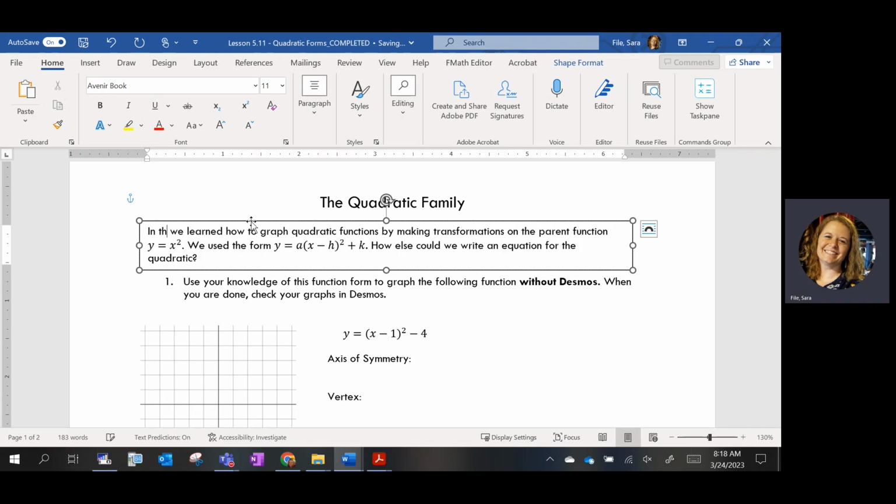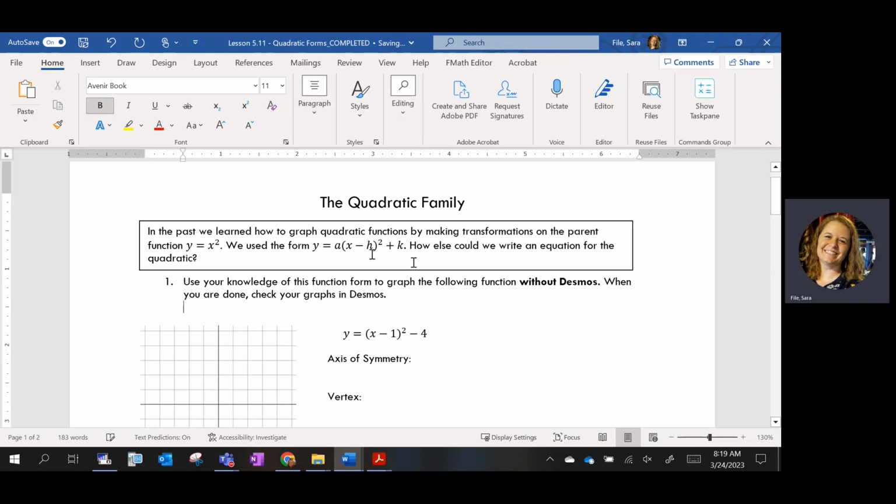In the past, we learned how to graph quadratic functions by making transformations on the parent function. You learned that originally in Algebra 1, and then you did a whole big quadratic unit in Algebra 2. At the beginning of this year, we reviewed transformations and parent functions. Remember that a times (x minus h) squared plus k is our vertex form of the equation. We're going to look at different ways that the quadratic equation could be written.